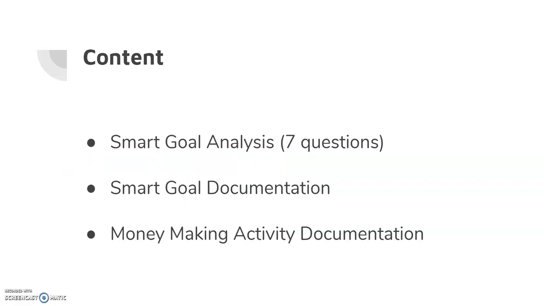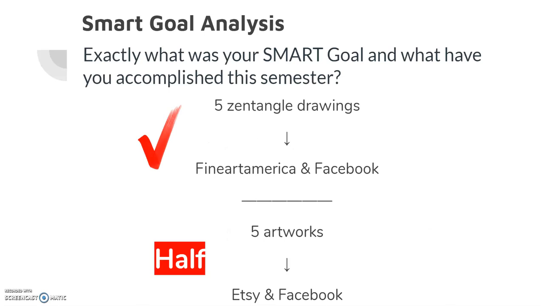There will be 3 sections in this report. The first section is smart goal analysis. I will have to answer 7 questions. The second section is smart goal documentation. The third section is money making activity documentation. So the first big section, I will have to answer 7 questions.